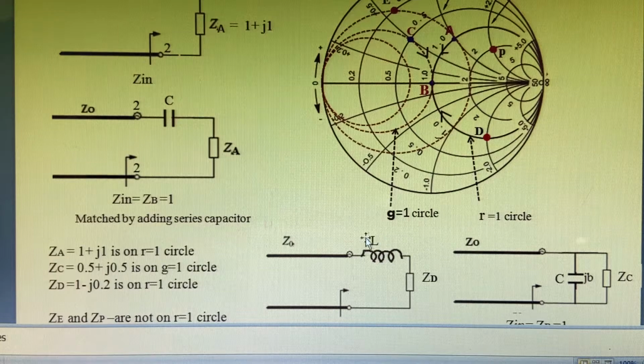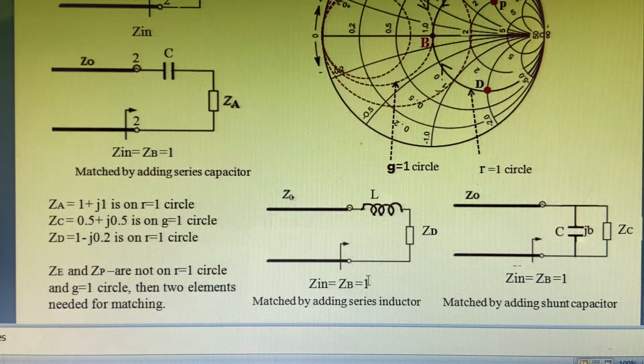It adds a series inductor like this. So we can get an impedance match here. The impedance match will be 1. So if the load is like this, we can move like this, but we cannot move like this, because we do not reach the center of the Smith chart if we move in the anti-clockwise direction. So from D, we should move only in the clockwise direction, and on the resistance circle. Then only we reach the center. Like that, by adding an inductor for this impedance, we can get an impedance match here.